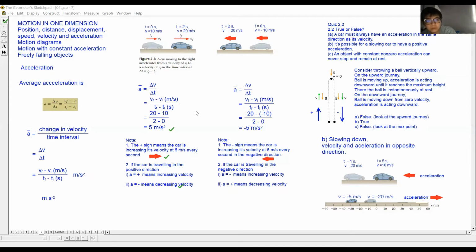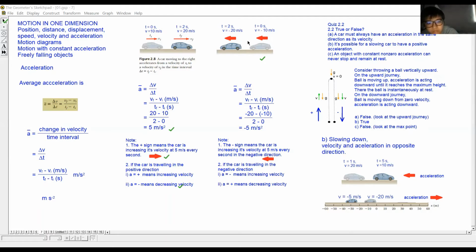Now we look at another example, which is slightly different. If you look at the second example here, you see the car is moving from right to left. The velocity is negative. At first, the velocity is negative 10. Finally, the velocity is negative 20.